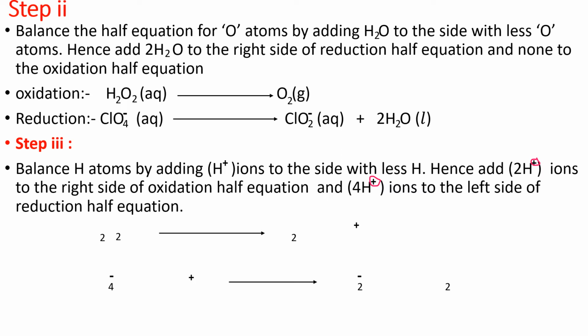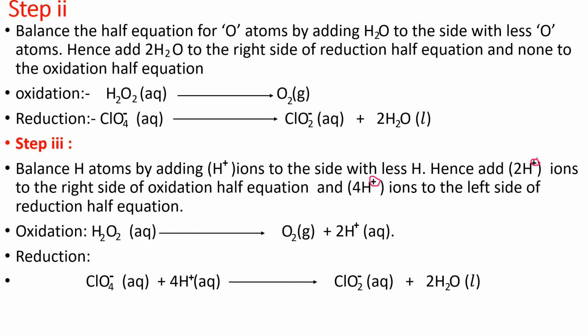Okay, then step number 3. Balance the hydrogen atoms by adding H+ ions to the side where fewer hydrogen atoms are present. You require 2 H+ ions on the right side of the oxidation half equation and 4 H+ ions on the left side of the reduction half equation. Simply write the equations again, H2O2 gives O2, adding 2 H+ ions in the oxidation half equation and 4 H+ ions in the reduction half equation. Everything else stays the same; the only addition is 2 H+ here and 4 H+ there.